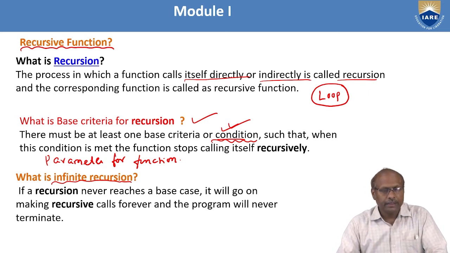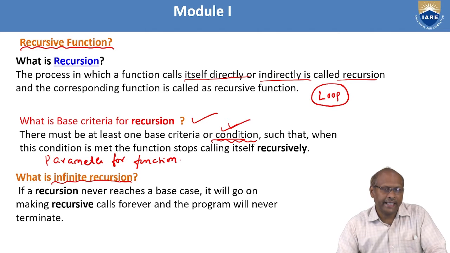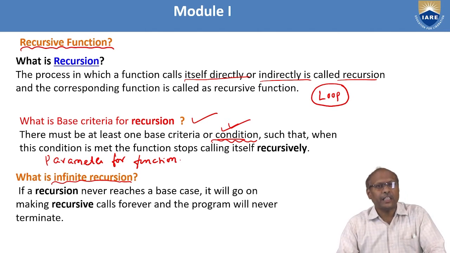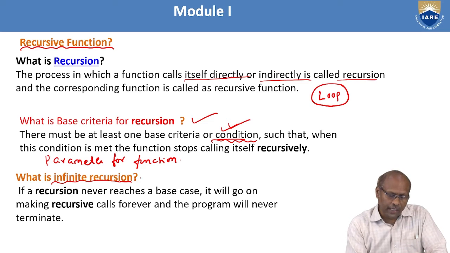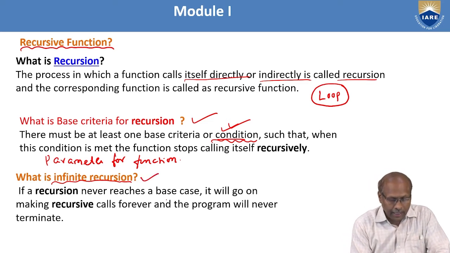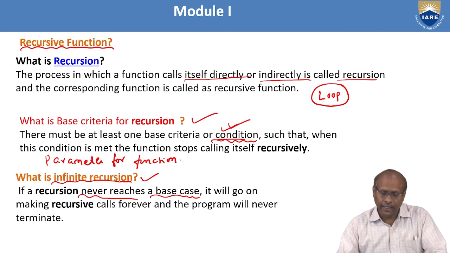Finite recursion means what? It may stop after a certain amount of time. That means it will be satisfying some base criteria. If base criteria is not satisfied, it will keep on calling. So, in that case, that is called infinite recursion. If a recursion never reaches the base case, that means base case is not written properly, then in that case, it will go for infinite recursion.